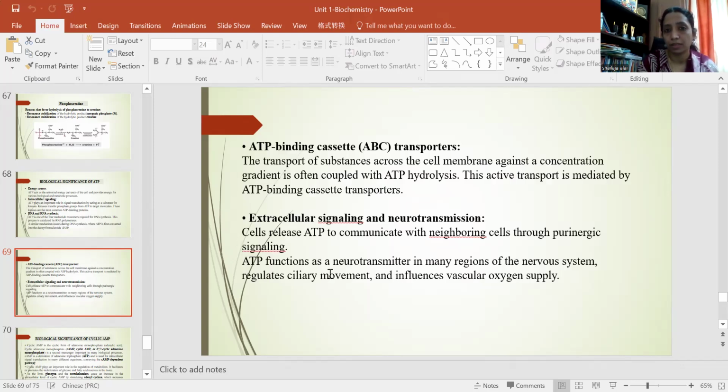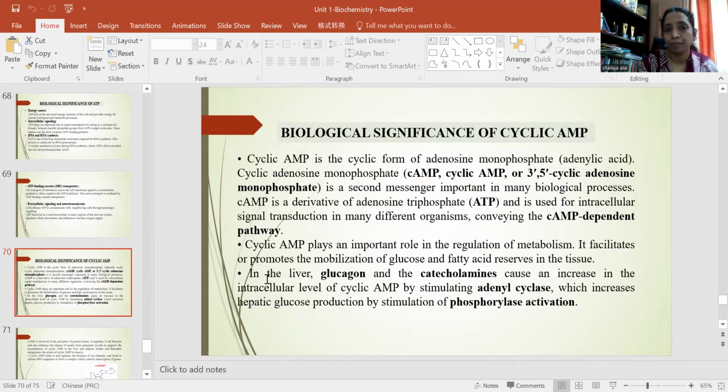The next significance of ATP is in ATP-binding cassette transporters. The transport of substances across the cell membrane against the concentration gradient is coupled with ATP hydrolysis. Then extracellular signaling, that is neurotransmission. The cell releases ATP to communicate for neurotransmission. We can also see the biological significance of cyclic AMP. Cyclic AMP is a cyclic form of adenosine monophosphate, and it is a second messenger important in many biological processes. It is a derivative of adenosine triphosphate, and it is used for intracellular signal transduction in many different organisms, conveying the cyclic AMP-dependent pathway.